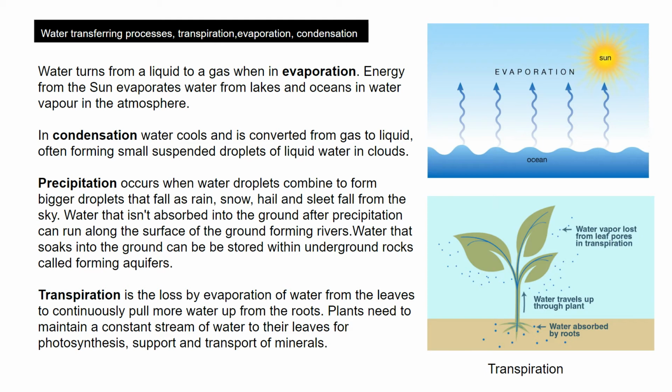Transpiration is the loss of water vapor from leaves. So plants take in water and they lose water through their leaves. Plants continuously lose water in this way as a mechanism to draw even more water up from the roots towards the leaves for photosynthesis.